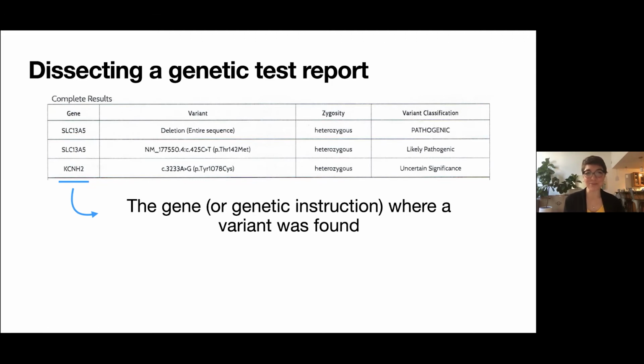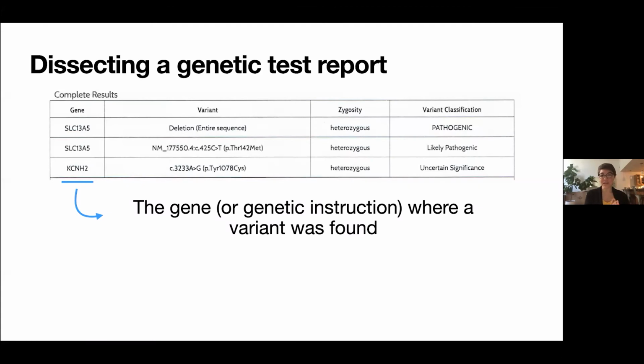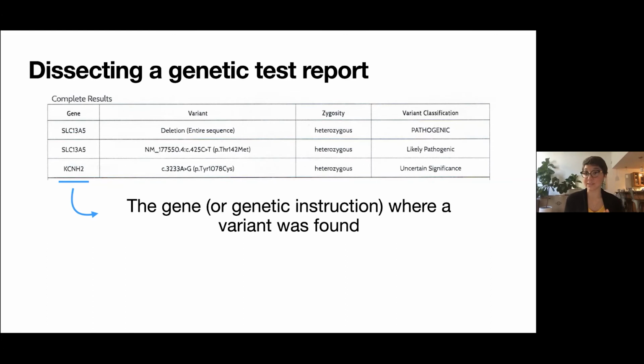So this is an example of a report that Kim very kindly shared with us, and I'll go through it section by section. Even though this is a report from one lab only, and we know that labs are different across the board, every genetic test report is going to have the same information at some place on the report, and hopefully on the first page. So here it is outlining the gene or the genetic instruction where a specific variant was identified. In this case, we're seeing that there are two lines or two variants in the gene SLC13A5, and then one also in a gene called KCNH2.